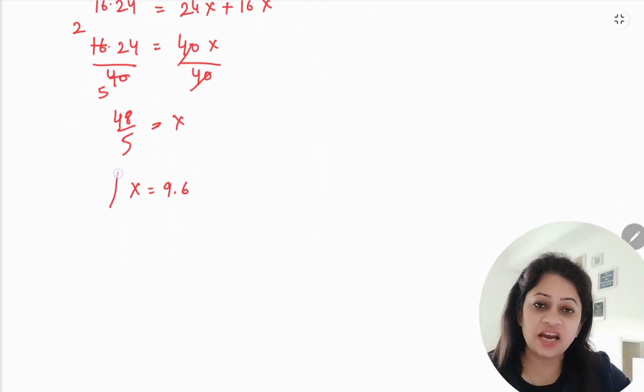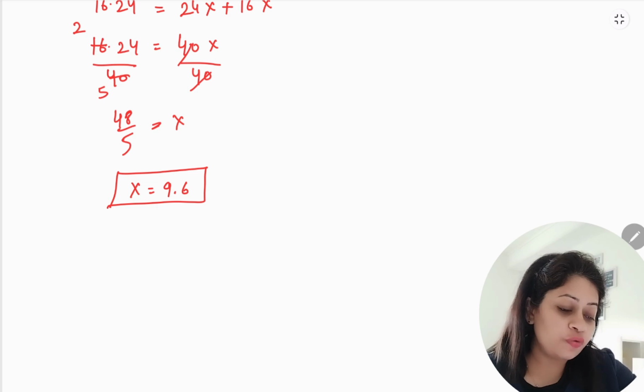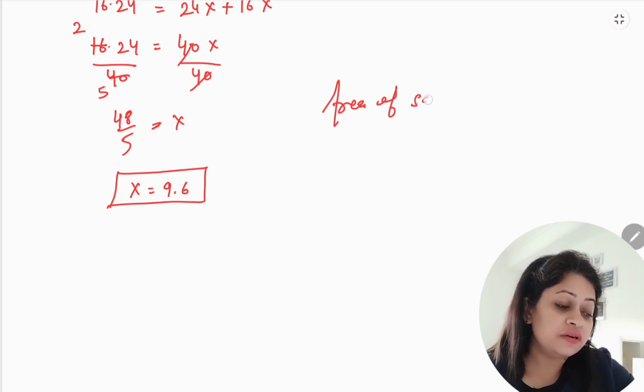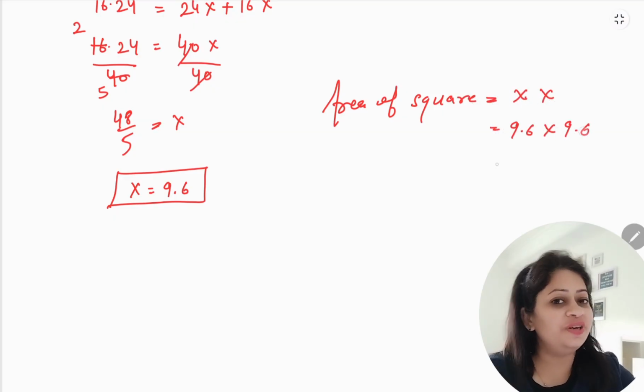If x is 9.6, area of square is what? x times x, right? x times x, that means 9.6 times 9.6, and the answer you need to comment in comment section, right?